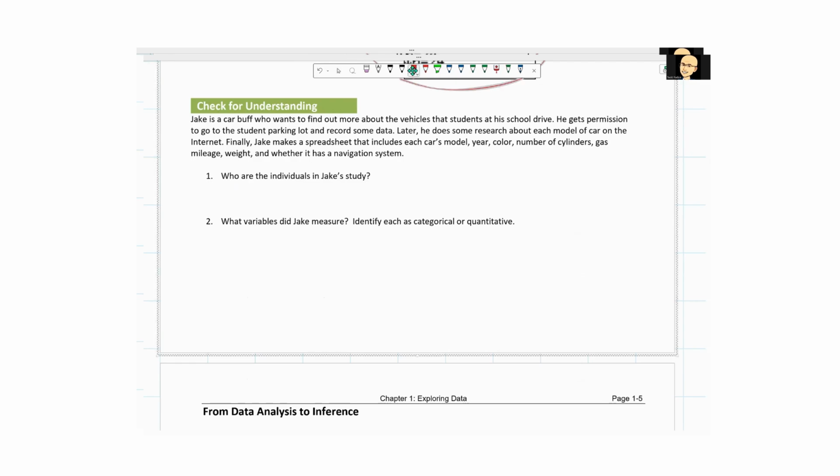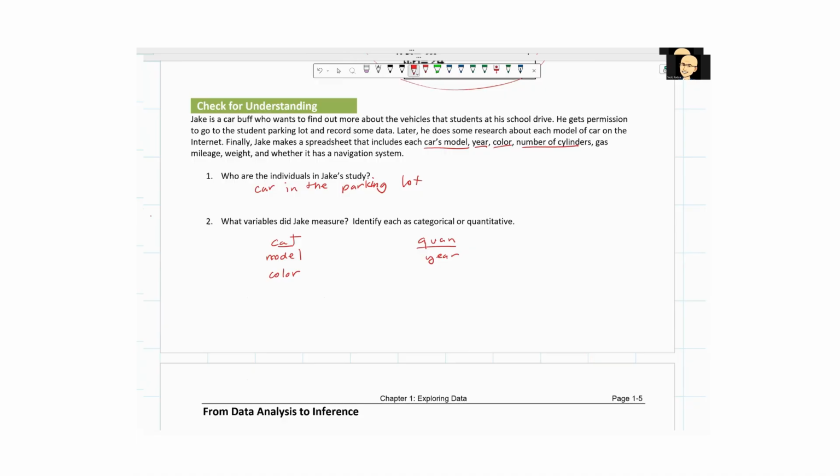Well, the individuals in this study are cars in the parking lot. That's where he got his data. Okay. What were the variables? Are they categorical and or quantitative? Well, let's make a list. The variables are things like the car model. Well, that sounds categorical to my ears. Year. Well, that sounds like quantitative. Color. That's categorical. Number of cylinders. That's quantitative.